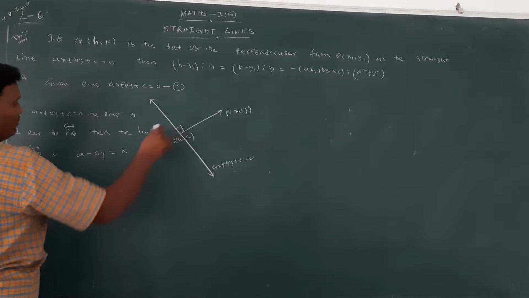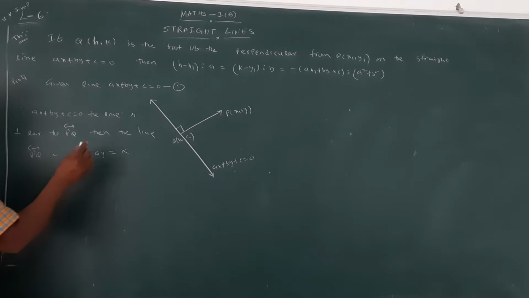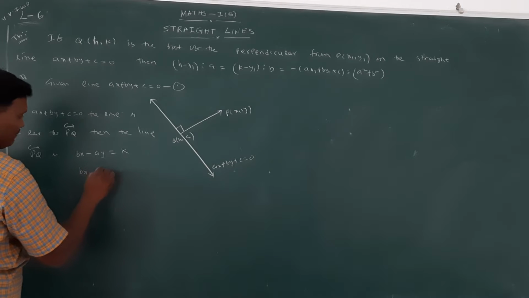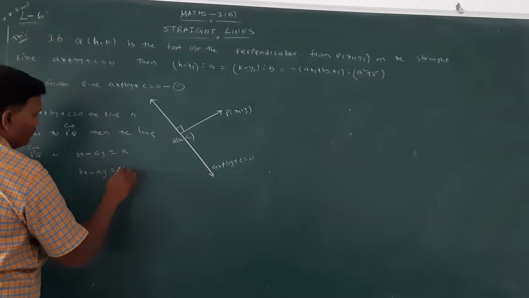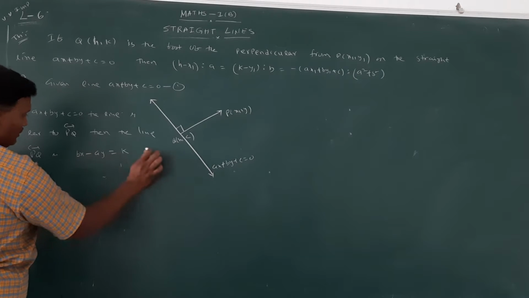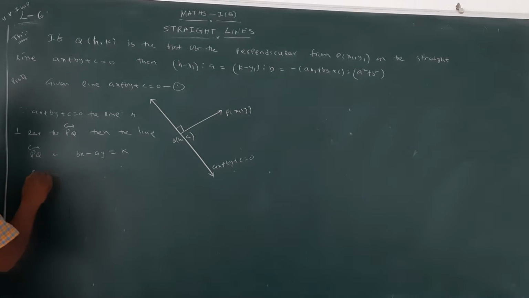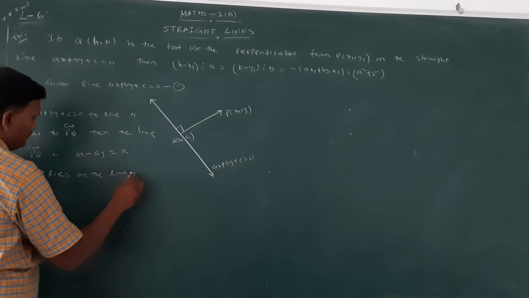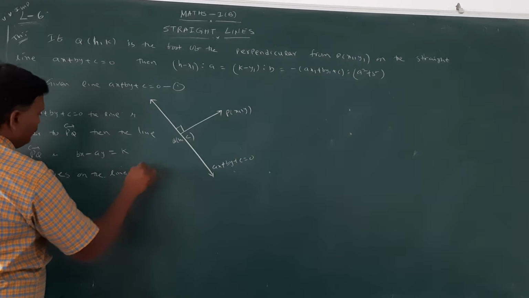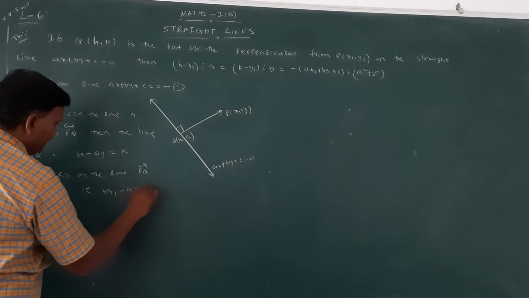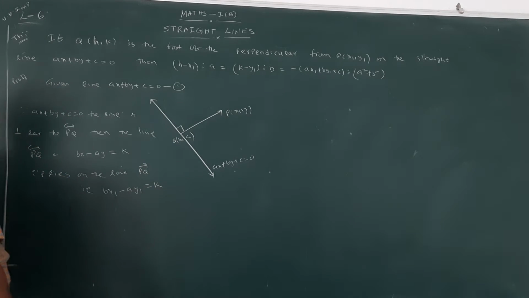It passes through the point P, so bx - ay = k becomes bx1 - ay1 = k, since P lies on the line PQ.